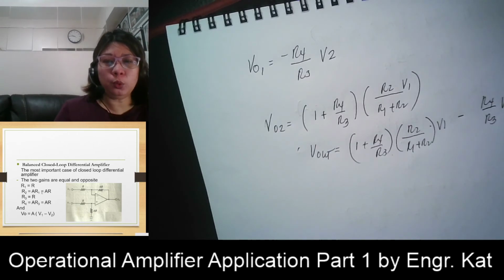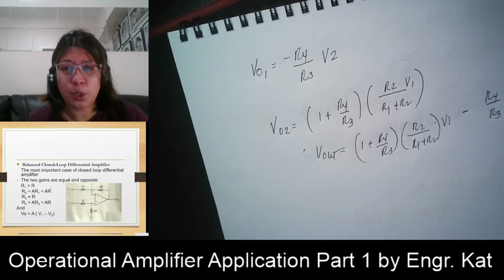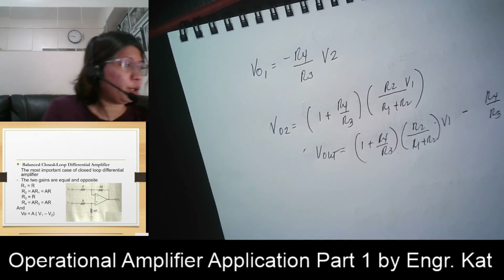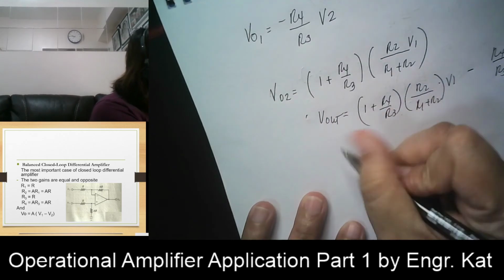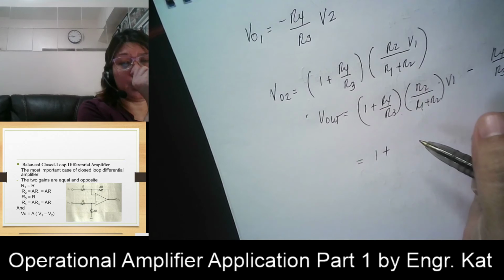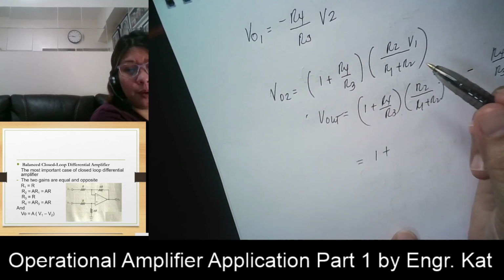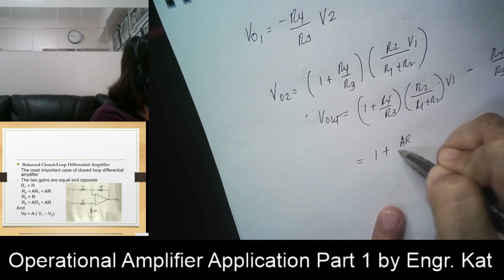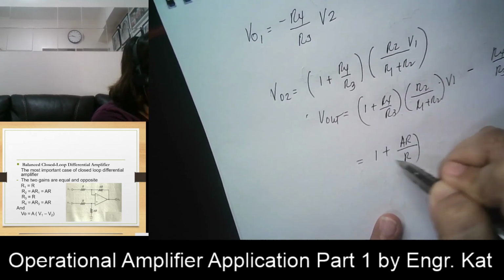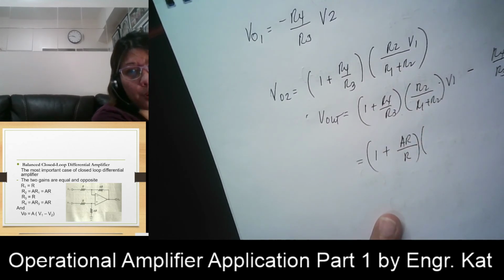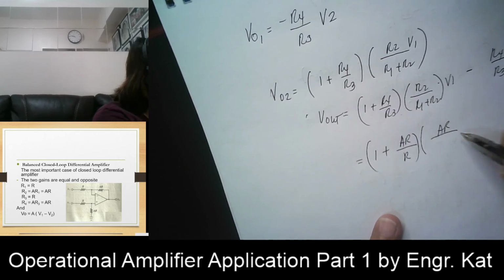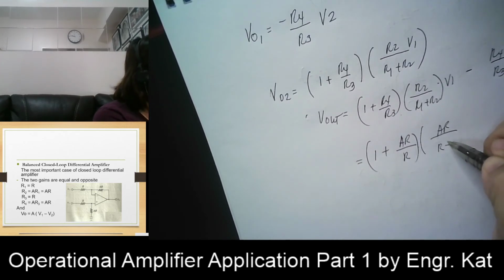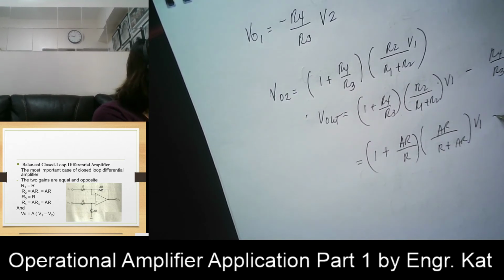If we substitute those values in our equation, that will give us V out equal to 1 plus R4, which is equivalent to AR3, or let us call that AR, divided by R3, which is equivalent to R. And R2 is equivalent to AR over R1, which is R, plus R2, which is AR, multiplied by V1.